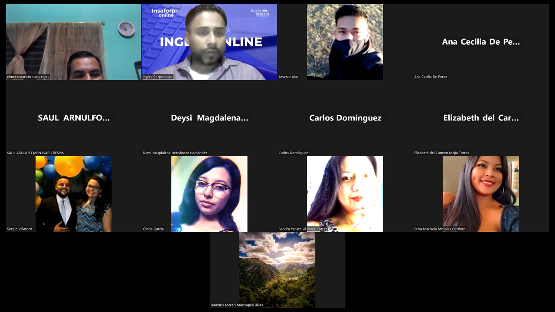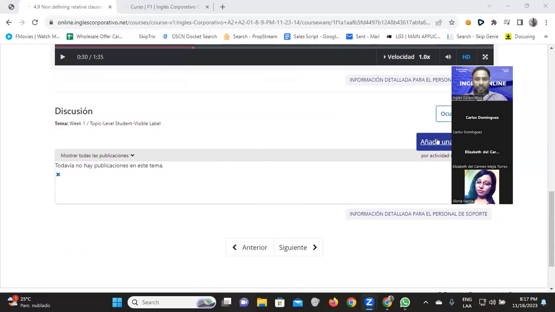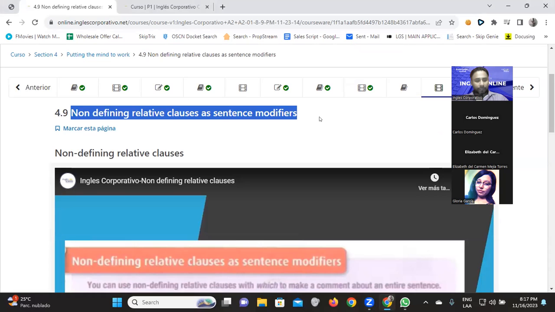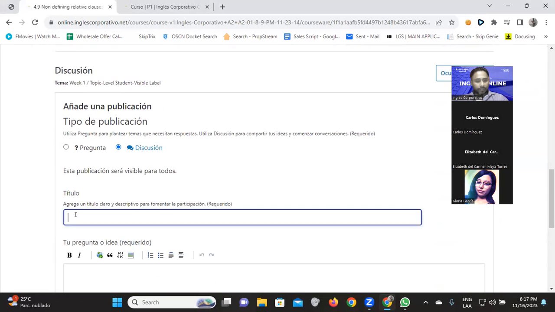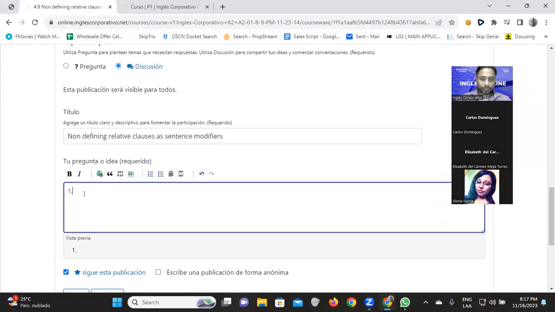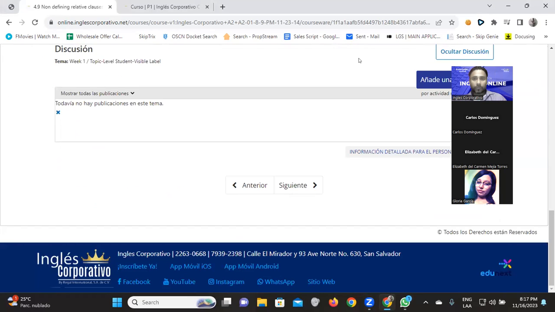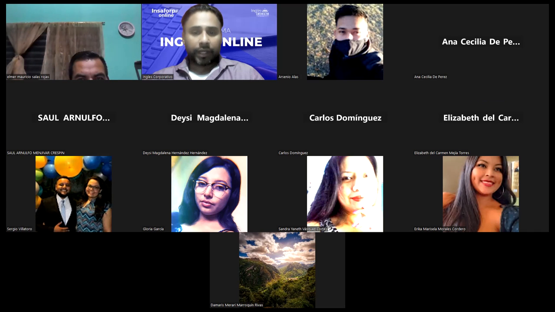Yes. Yes, teacher. Okay. So I would like for you guys to work in pairs, and give me at least 5 examples. You're going to go where it says, añade una publicación. You're going to write non-defining relative clauses as sentence modifiers as the título right there. And then here, you're going to give me at least 5 examples. And then you're going to go enviar. Do you understand? Yes, teacher. Okay. Let's go ahead. You have 5 minutes, and then we're going to check your examples and I will give you any observations. Let's go.